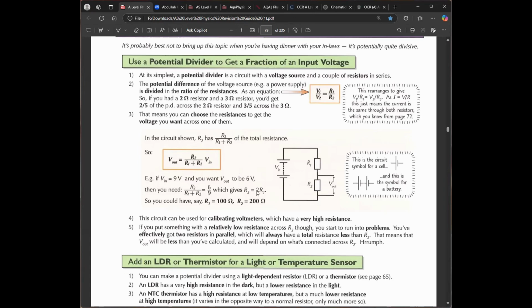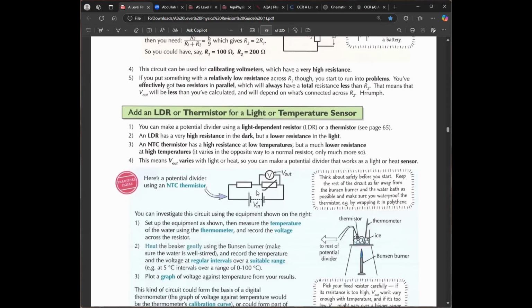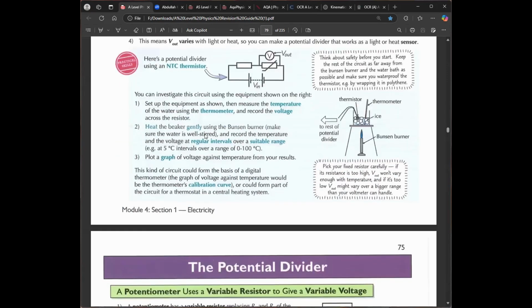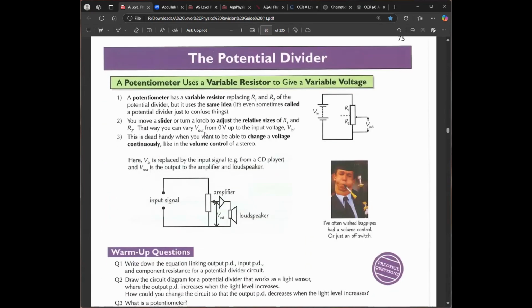No, it's fine. Oh, all right. And for the light temperature sensor, all right, it's fine. Let's just go to the potential divider.